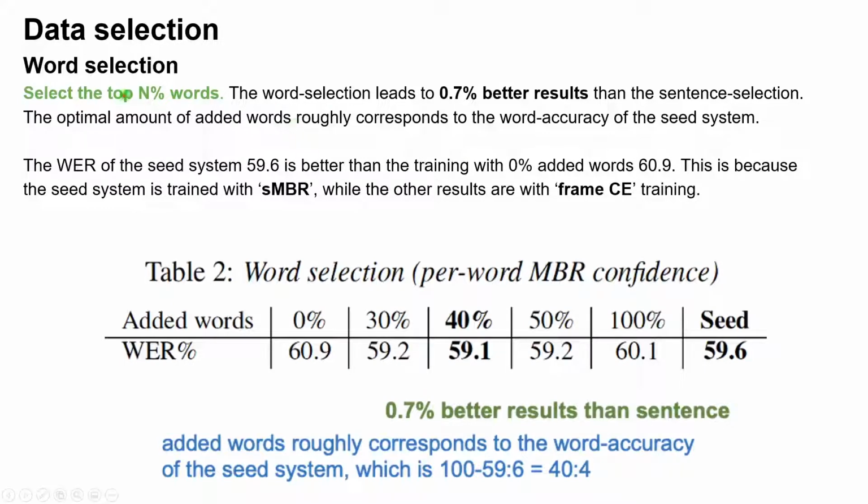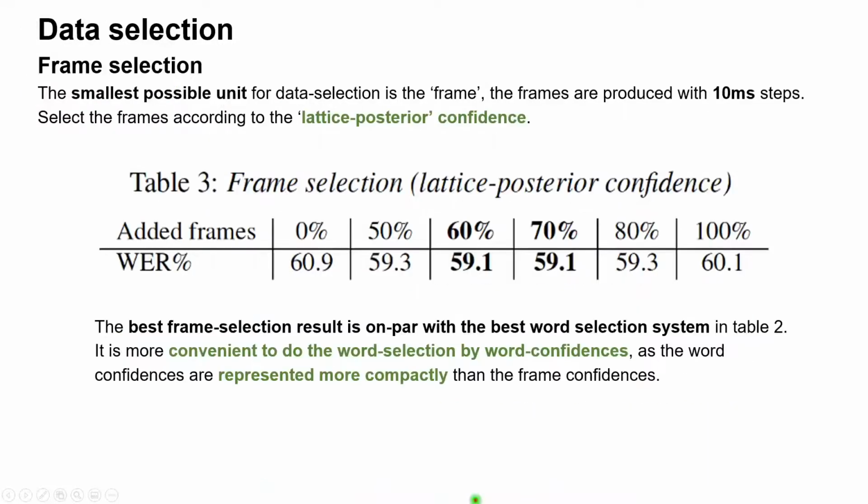Next, if you look at word level selection, if you take out about 40% of words based on the lower threshold, you get the best WER. In case of frame level, it also falls into a similar range. If you take out 60% of the frames which are below a certain threshold, then the model performs better.